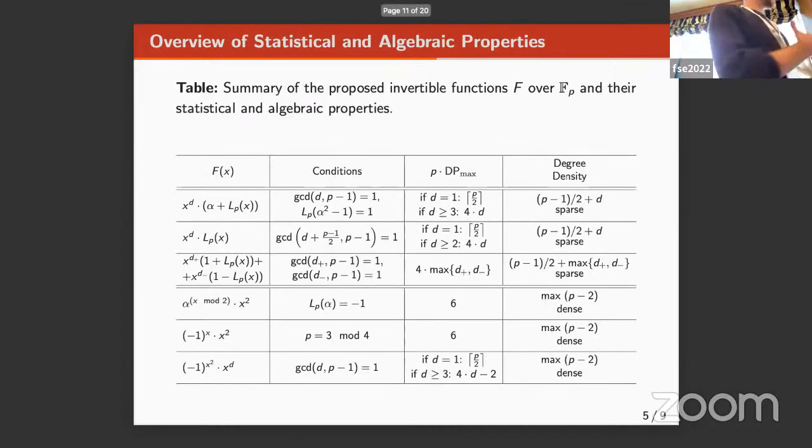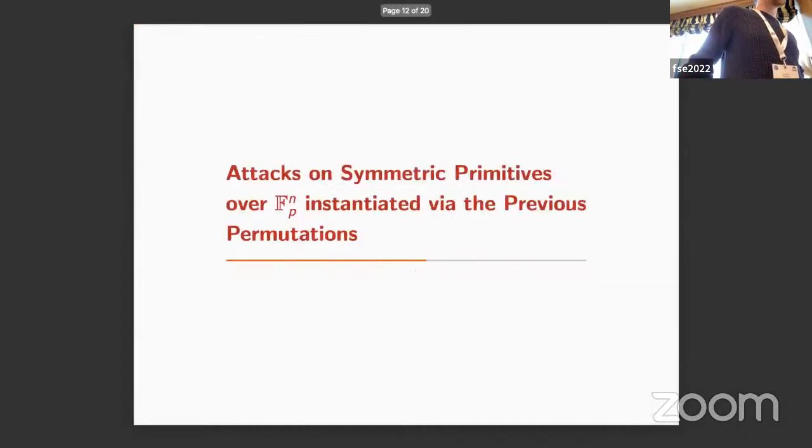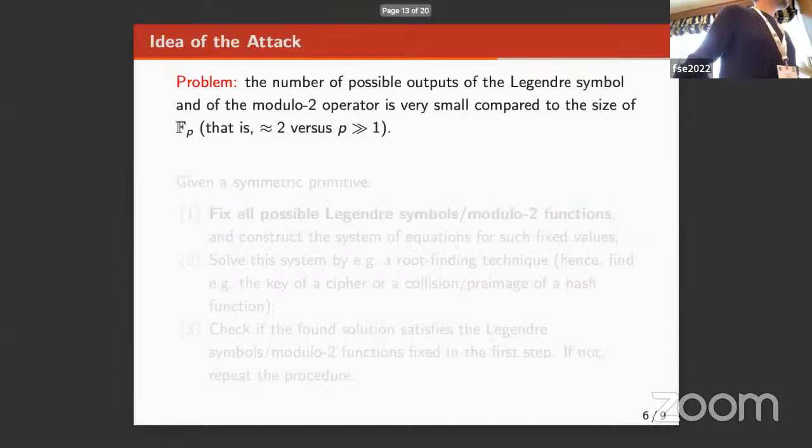In the paper, we study the statistical and the algebraic properties of all these functions. I'm not going into the details, so you can find this table in the paper. To summarize, they all have good statistical and algebraic properties. So what happens now if we instantiate a symmetric primitive with one of these functions? Well, they have good algebraic and statistical properties, but they have a problem. The problem is that they take a large set in input and they just return a small set in output, for example, just 2 or 3 outputs.